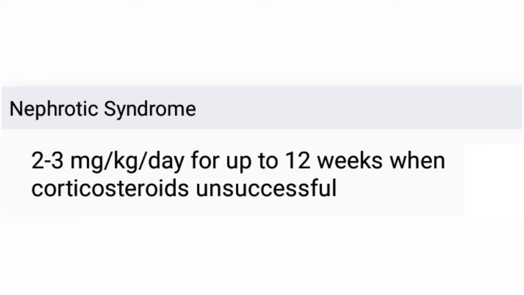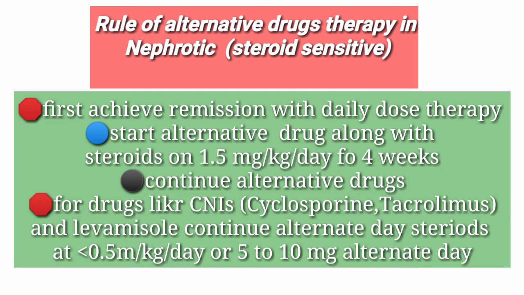I forgot to mention that cyclophosphamide is given for a total period of 8 to 12 weeks. It is given as a period of 8 to 12 weeks, and only after achieving remission, before starting cyclophosphamide.